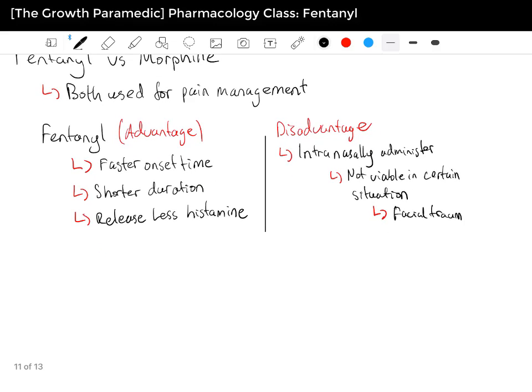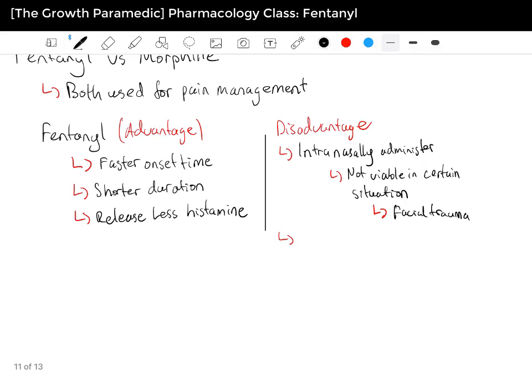And the other disadvantage for fentanyl is that it's shorter acting. So it's both an advantage and disadvantage when it comes to this short duration. So it has a shorter duration. And in terms of pain management, if you have a patient for a long time, or if you have a long transfer to a hospital, fentanyl should not be your main choice in terms of managing that patient's pain, if you know that you're with the patient for a long time, because again, the effects don't stay as long as morphine's, but it does happen quicker.